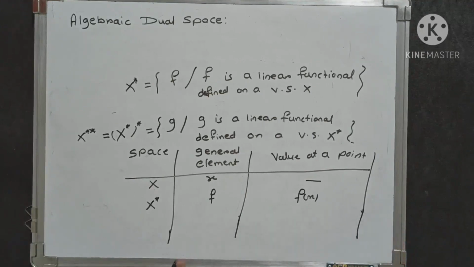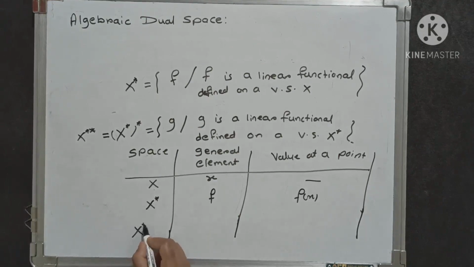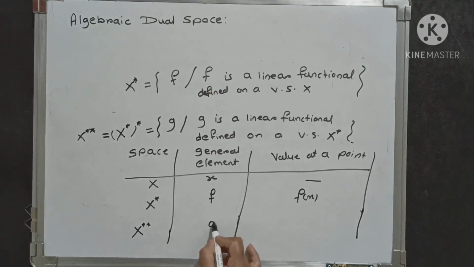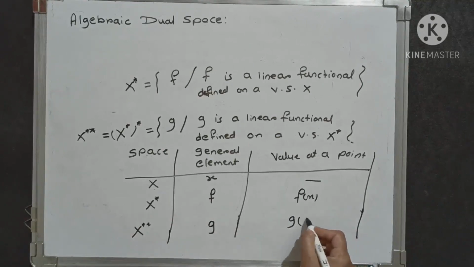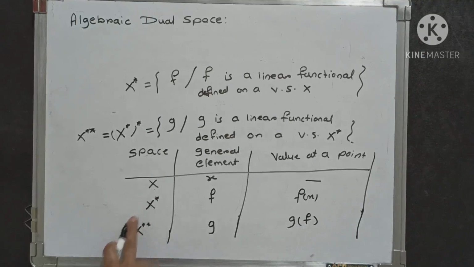Now, as we showed, X star is again a vector space. Therefore, on this X star we define a linear functional, and the set of all the linear functionals is denoted by X double star. That is the second algebraic dual space of X. In this second algebraic dual space, the general element is g, and the value at a point is g of f, because this g is applying on X star, and therefore it gives the value g of f. In this way we have the spaces X, X star and X double star.